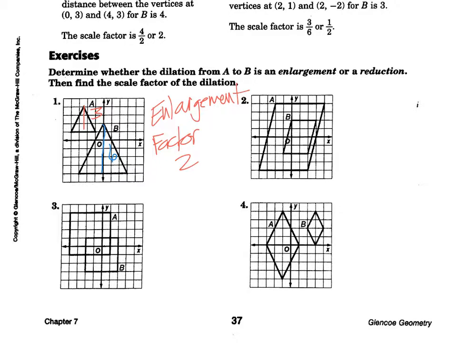Another way you could have done it, you could have done the base. 1, 2, 3. The base in the other one down here is 1, 2, 3, 4, 5, 6 also. Okay? Let's take the next one. From A to B, obviously we got smaller, so that's a reduction.